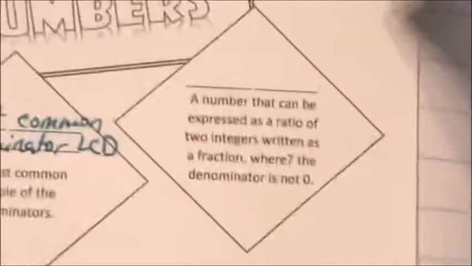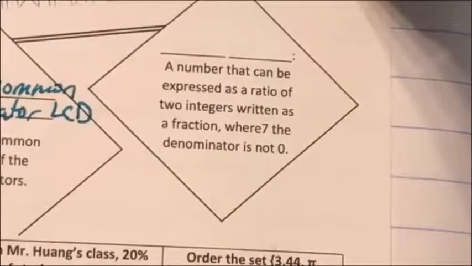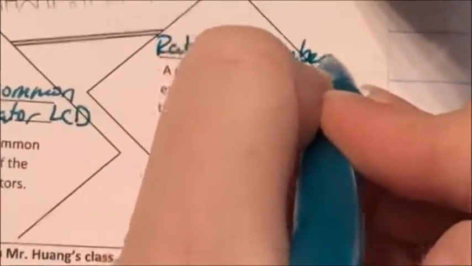In the last diamond, blank, blank, a number that can be expressed as a ratio of two integers written as a fraction, where the denominator is not 0. In those two blanks, you're going to write rational number.